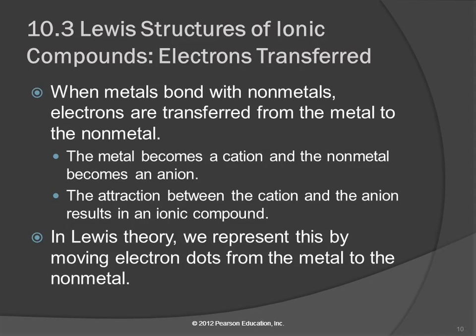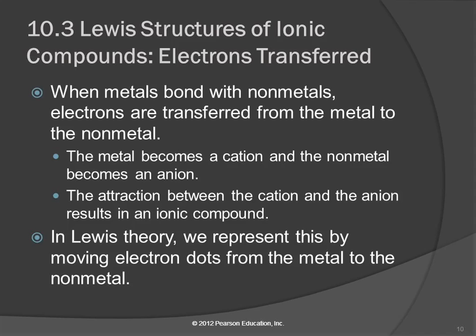So for ionic compounds, the metal is going to transfer electrons to the nonmetal, and in the process of doing that, the metal becomes a cation. Remember, it's the electrons that are changing. The protons do not change. The number of protons stays the same, and so by moving electrons around, if you gain electrons, you become negative. If you lose electrons, you become positive. And then we have an attraction between the positive and the negative ions, and that results in an ionic compound.